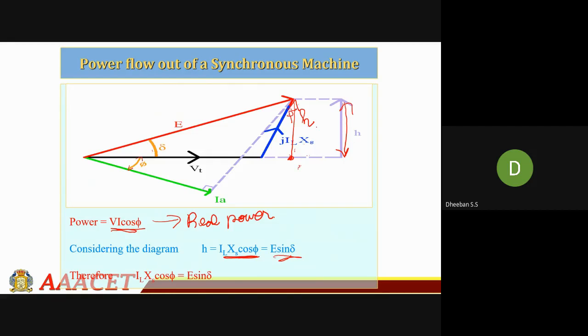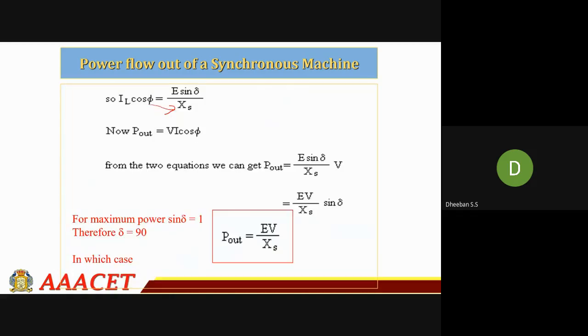If you are applying your Pythagoras theorem over here, and at the same time over here, this J into XLS will be into cos phi. So these two values they are equating. You have to apply Pythagoras theorem for the triangle. Now from the two equations, we have already got your output power. You substitute IL cos phi over here, so you'll get your output power as P out equal to E sin del by XS into V.